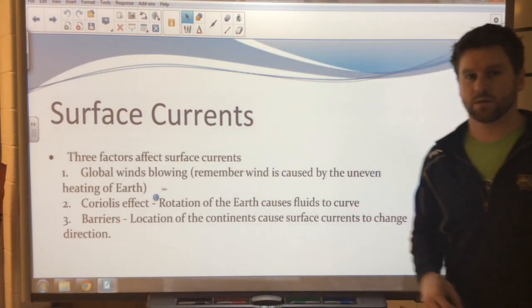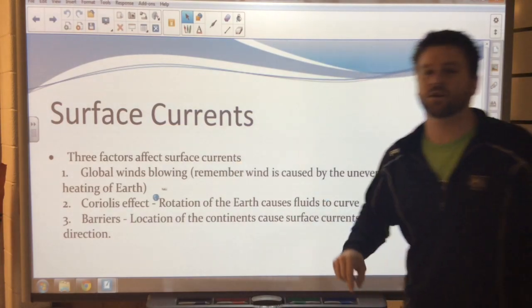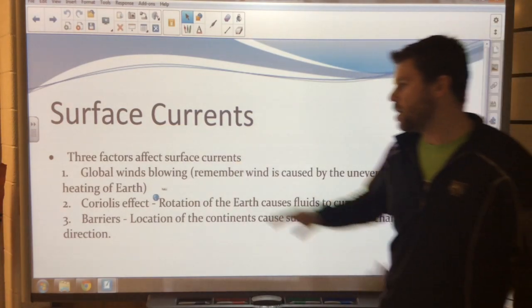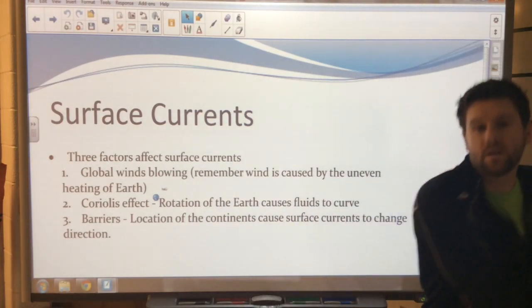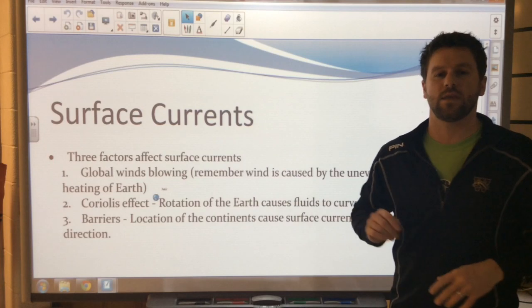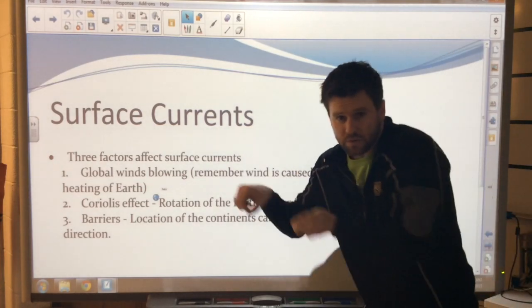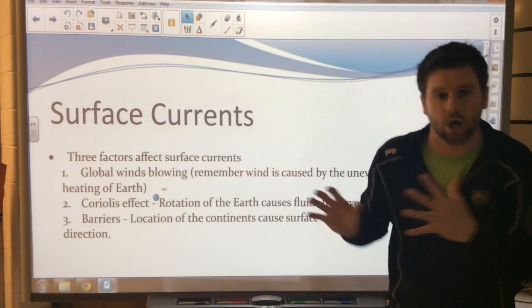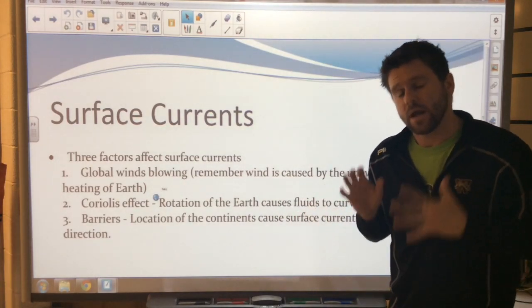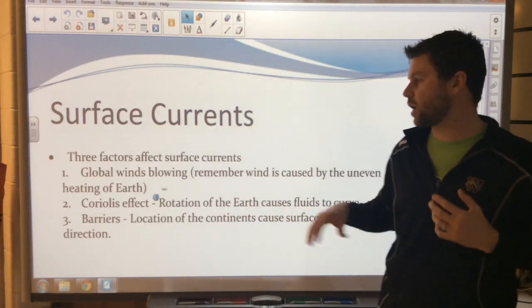Surface currents. So we've got deep currents, and then we have surface currents. Surface currents have 3 factors that affect them as well. First thing is what's called global winds, right? So we have wind blowing across the ocean. As that wind blows across the ocean, it pulls water with it. If the wind blows in one direction for a long period of time, it's going to drag that water into a pattern, and we call that a current.